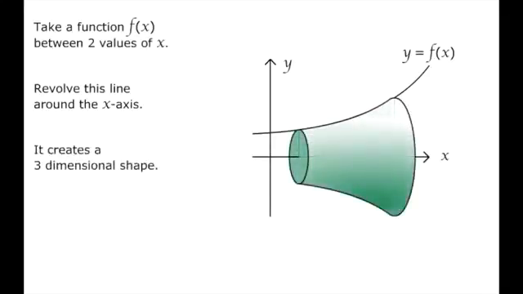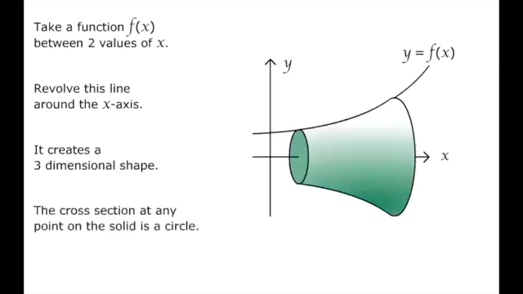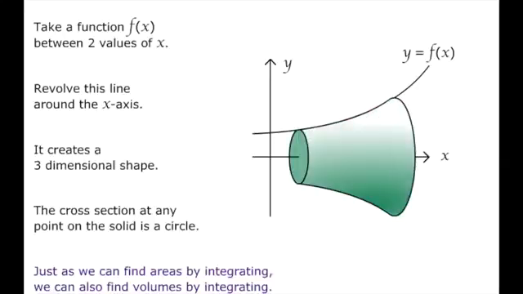If I took this curve and revolved it around the x-axis, hopefully you can see that that would generate a 3-dimensional shape. And if I was to take a slice through this at any point, the cross-sectional area would be that of a circle. Wherever I cut it here, the cross-sectional area would be that of a circle. We can use that principle to generalize an equation.